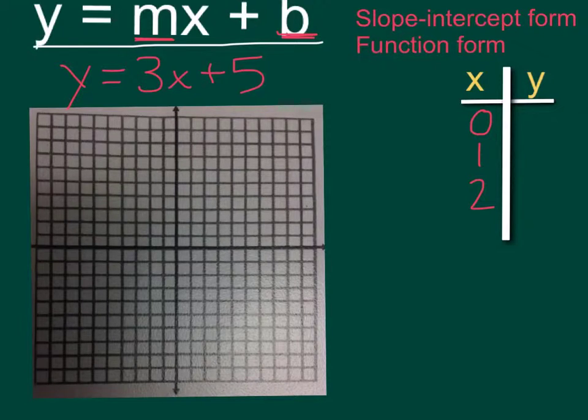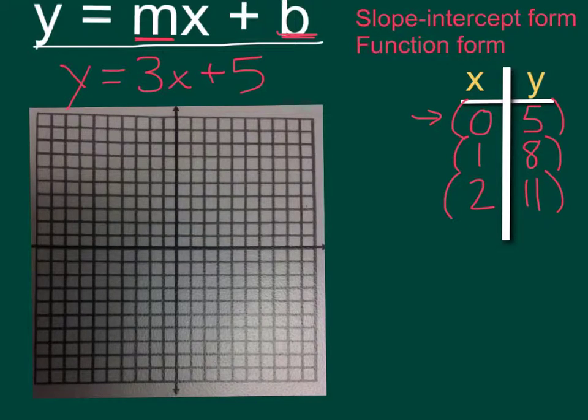Okay, so if I put in 0, 0 times 3, I'm putting in 0 for the x, by the way. 0 times 3 is 0, plus 5 is 5. By the way, when you're at 0 on the x, you're actually hitting the y, so that is going to be our y-intercept. That's a special one. Okay, put in 1. 1 times 3 is 3. 3 plus 5 is 8. When I put in 2, 2 times 3 is 6. 6 plus 5 is 11. And those are 3 points that we could graph.